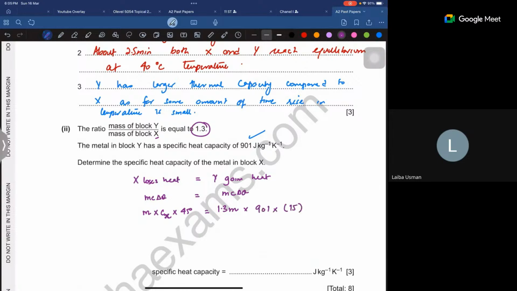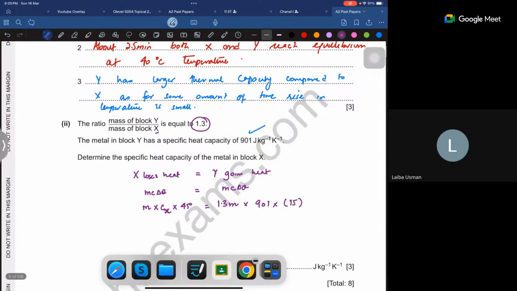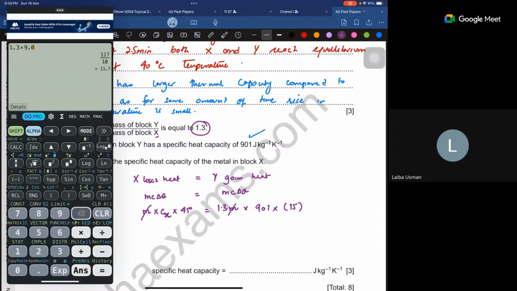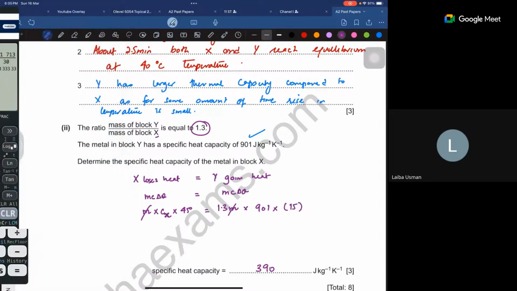So if you've already done your homework from the previous parts, I think that would help you a lot. And now let's just find it out. m and m is going to cancel out. So ultimately, the only thing that is remaining now is 1.3 times 901 multiplied by 15 divided by 45, which is 390. So I'm going to write 390. Okay, pretty good. Right, my kids?